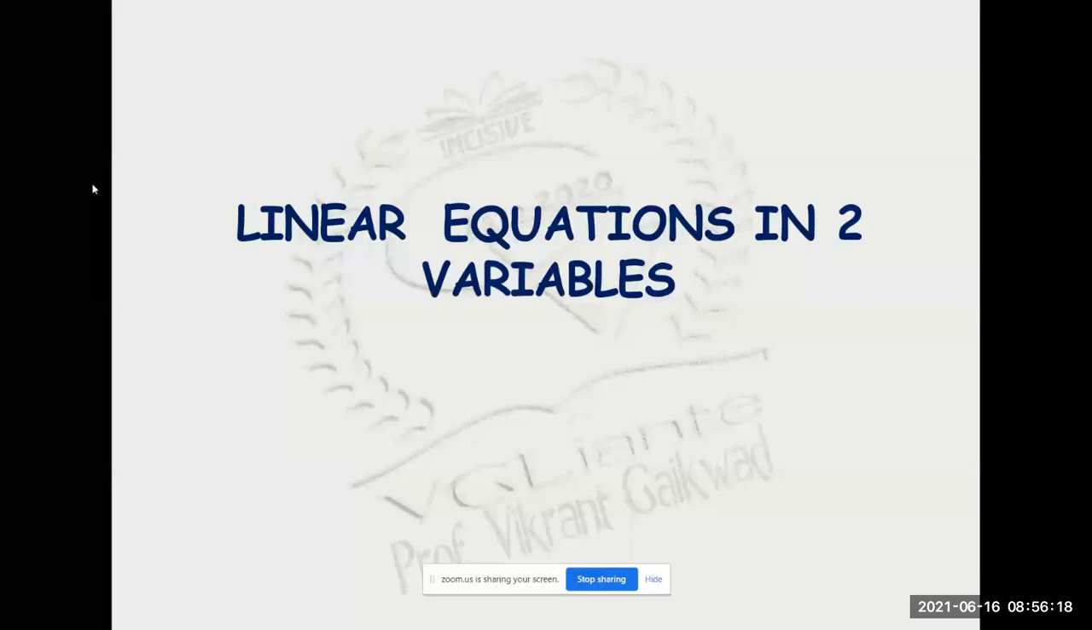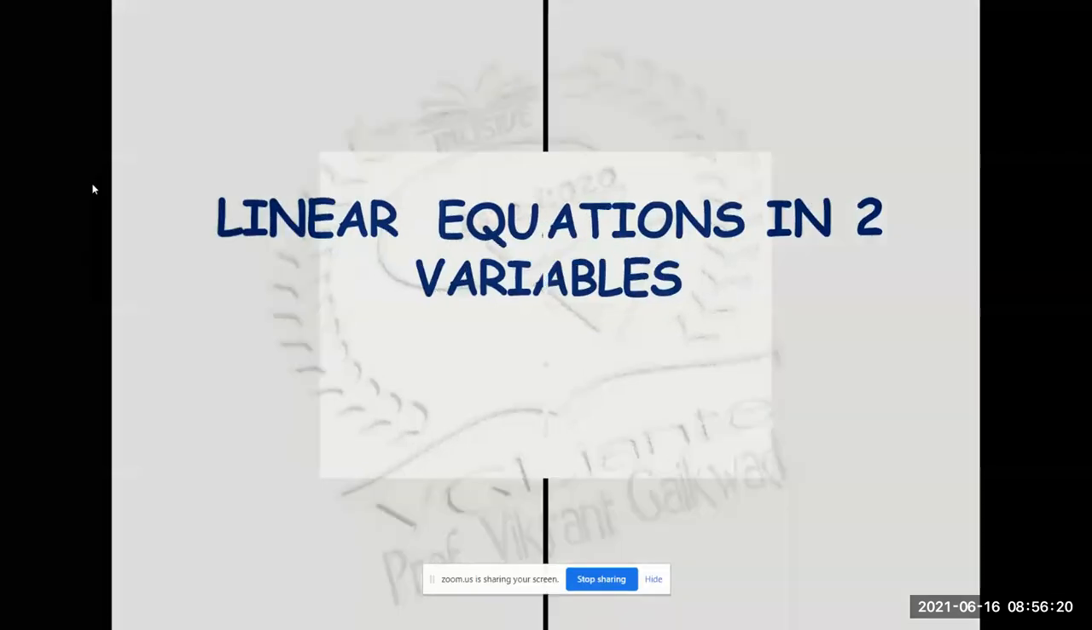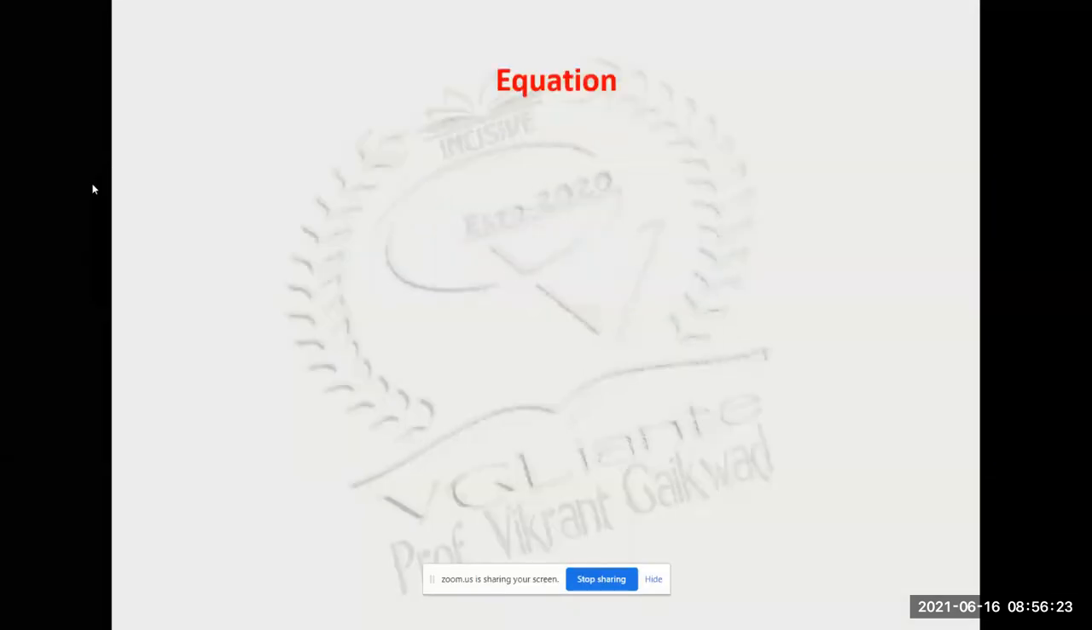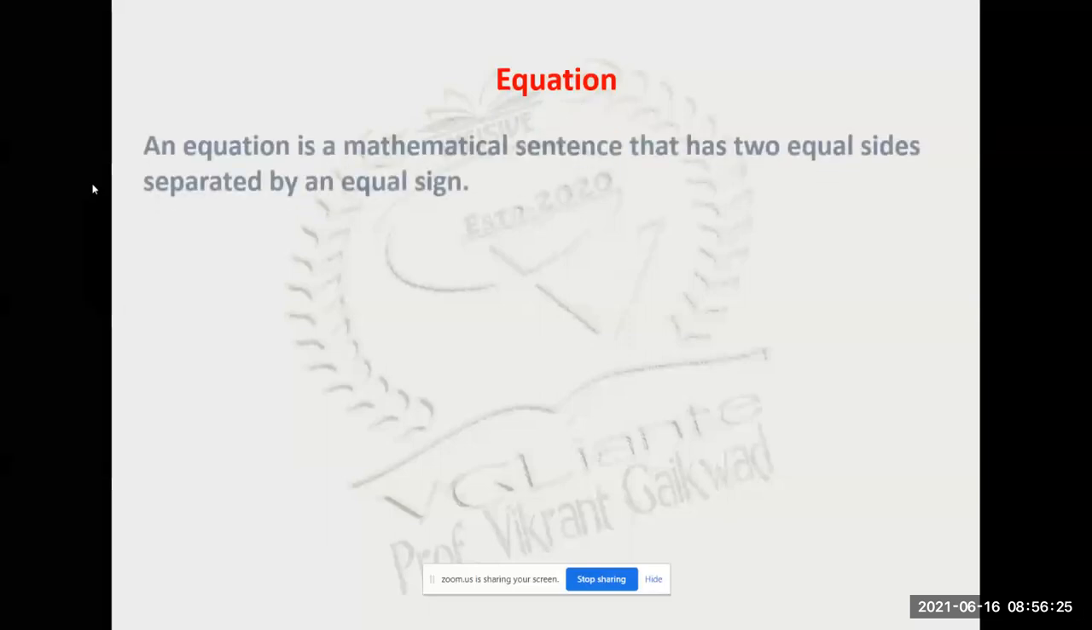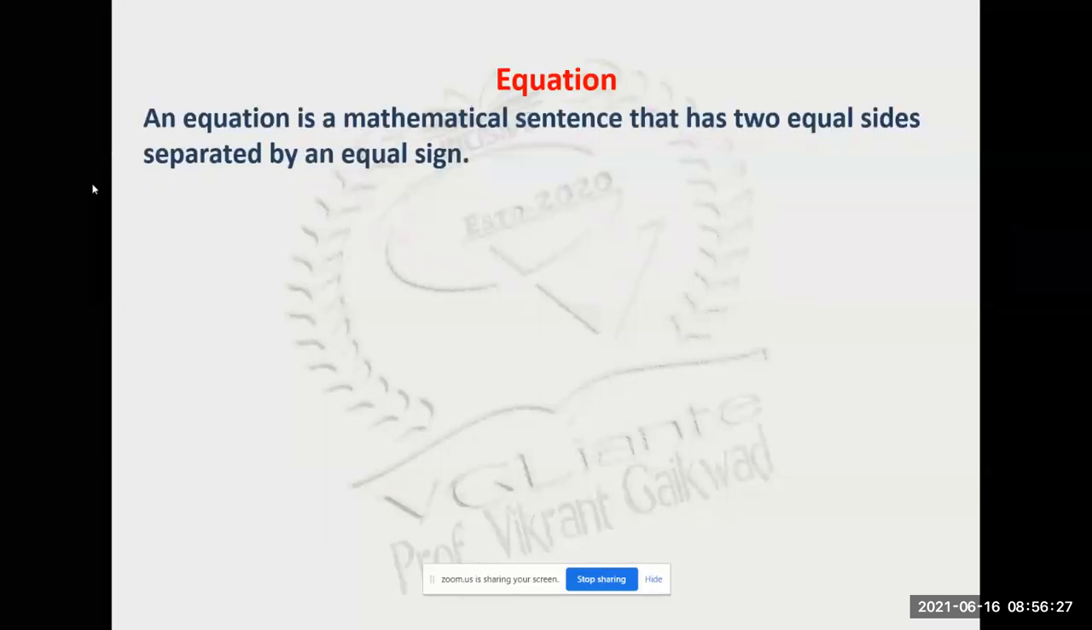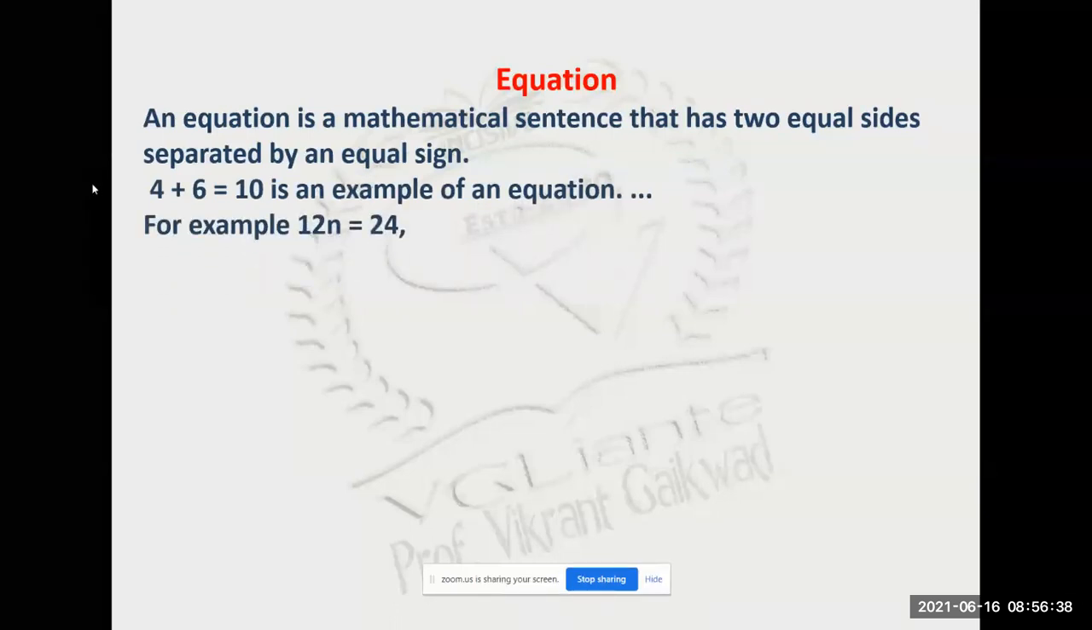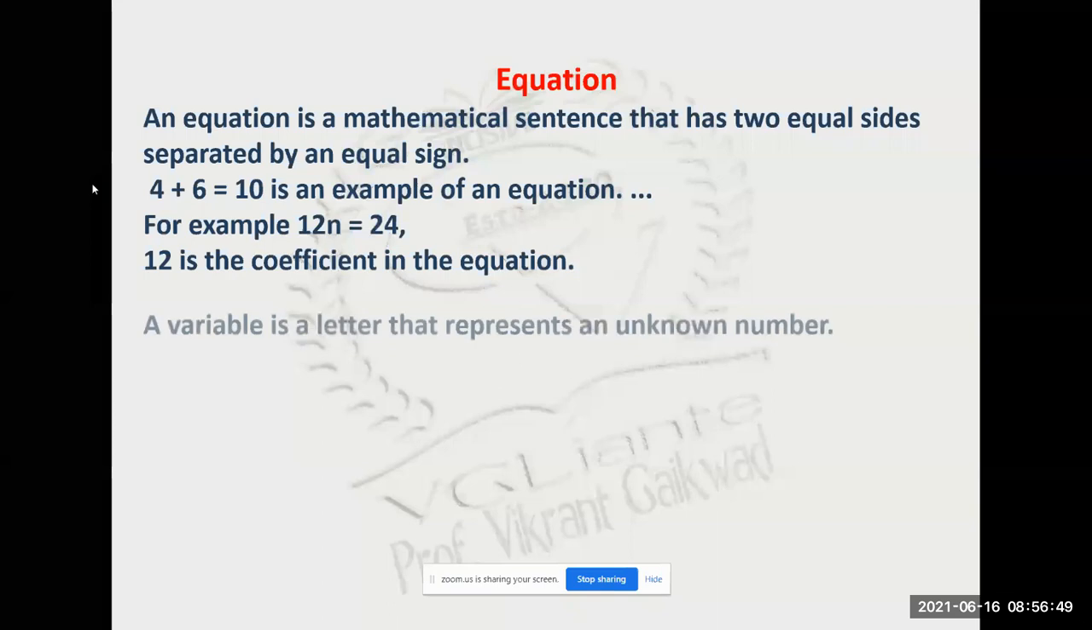Now we are starting with linear equations. First, what is an equation? An equation is a mathematical sentence separated by an equal sign. 4 plus 6 equals 10 is an example of an equation.